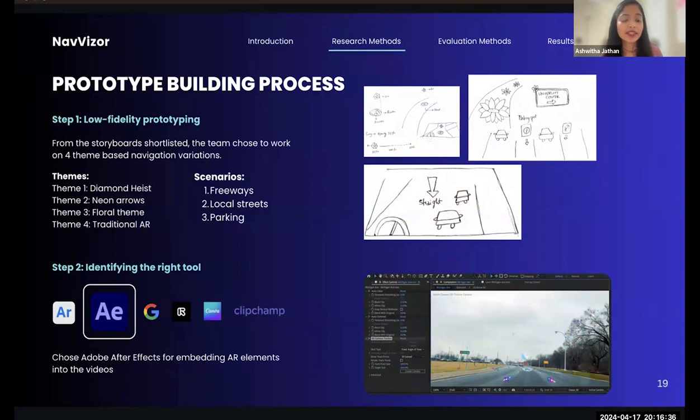The next step was to identify the best tool for building our high fidelity prototype videos. We did in-depth research and implementations on tools like Adobe Aero, After Effects, Google's Geospatial Creator, Runway, and even tools like Canva and Clipchamp. We chose to go with After Effects for the following reasons.